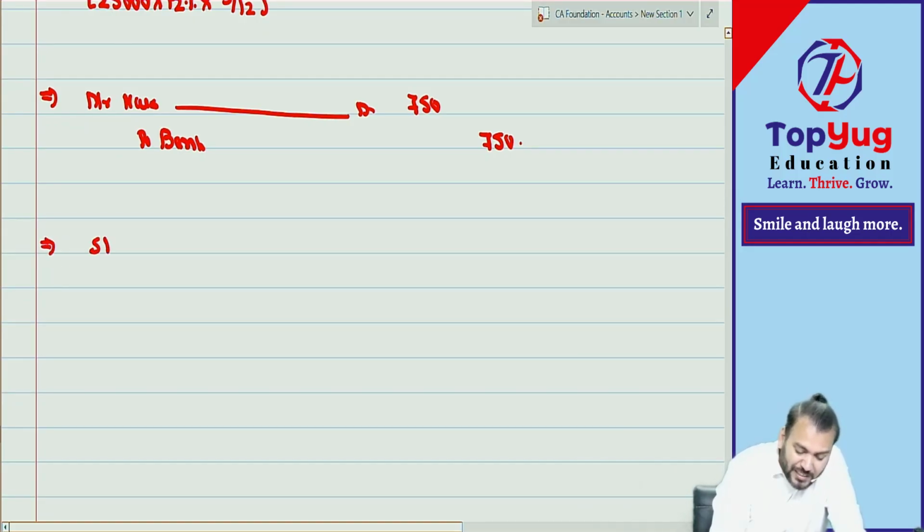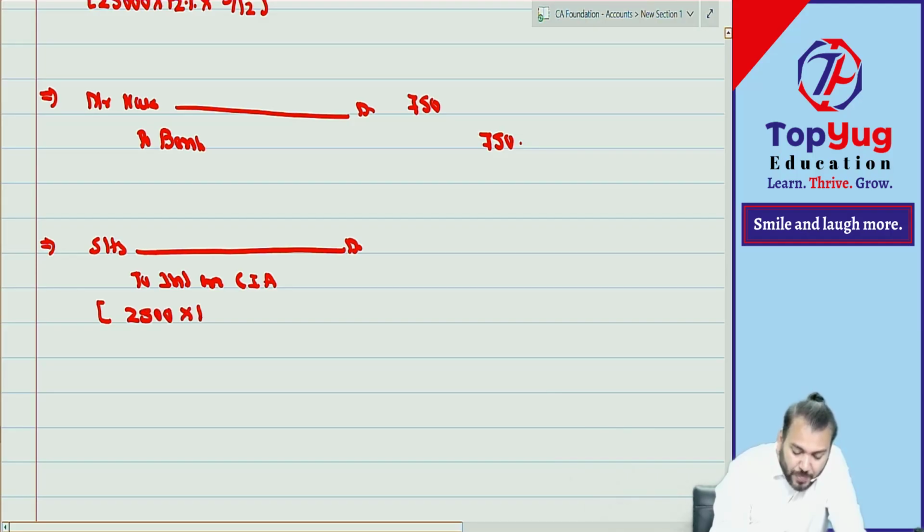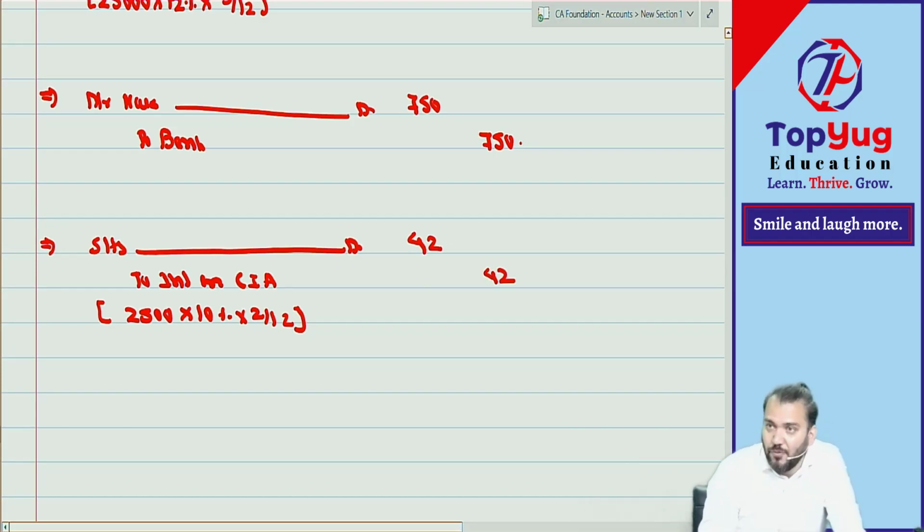So they have not given the name. So better write shareholders account debit to what? To interest on calls in arrear. Correct? What is the amount? Tell me the amount. 2,500. What is the rate of interest? For how many months? 2 by 12. How much is it coming? 40? 42 rupees. Approximately 42 rupees.